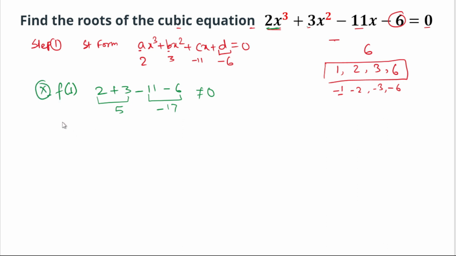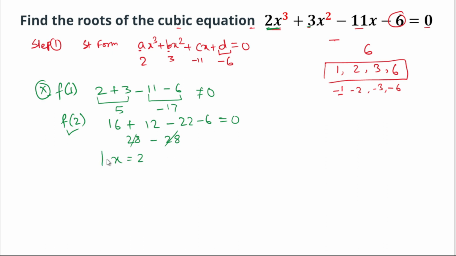So now we'll put the value of x as 2. So next our equation will be 2 times 2 cubed, which is 8, so it will be 16, plus 3 and x squared will be 4, so 12, and negative 11 twos are 22, and negative 6. So now we'll add 16 and 12, which is 28, and here 22 and 6 again is negative 28. So this equals 0. So the value x equals 2 satisfies this expression.